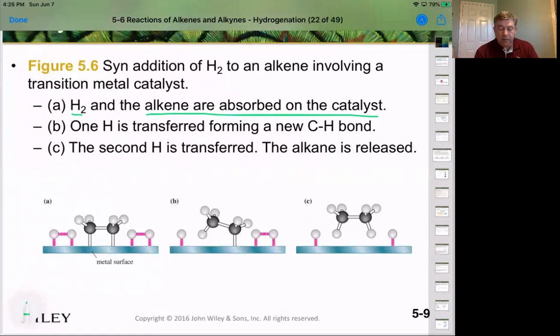We're going to transfer one hydrogen first, and then the next hydrogen second, because it's still attached to the surface. And once we attach that second one, it can now not be bonded to that surface anymore and drift away and is released as our saturated hydrocarbon. Okay, we had an alkene, which is an unsaturated hydrocarbon. We've added hydrogen to it. It is now a saturated hydrocarbon. And it's syn addition because everything happened at that surface. Everything has to happen on that same side, or syn addition.